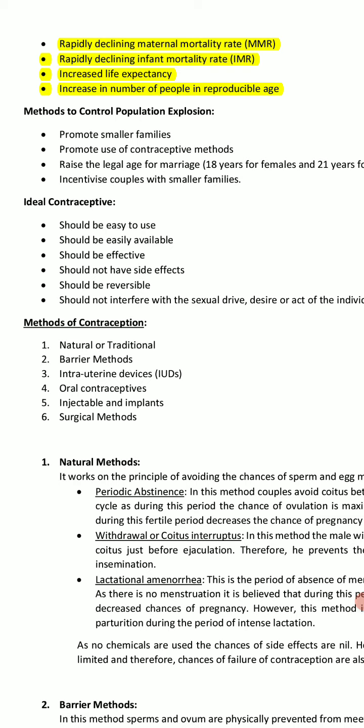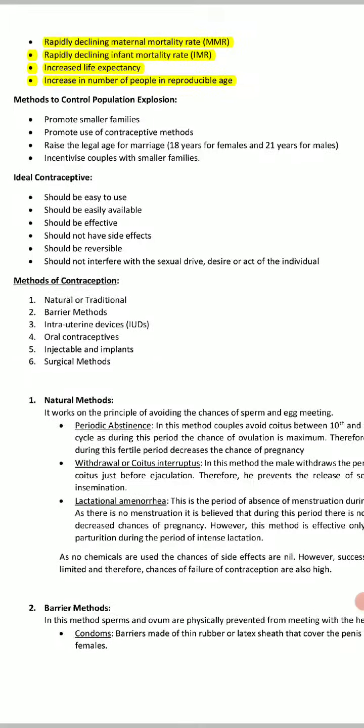And next one, increased life expectancy, and the last one is the increase in the number of people in reproducible age. So rapidly declining MMR, rapidly declining IMR, and increased life expectancy. Why? Because of the development of medical science, and the increase in the number of people in reproducible age.